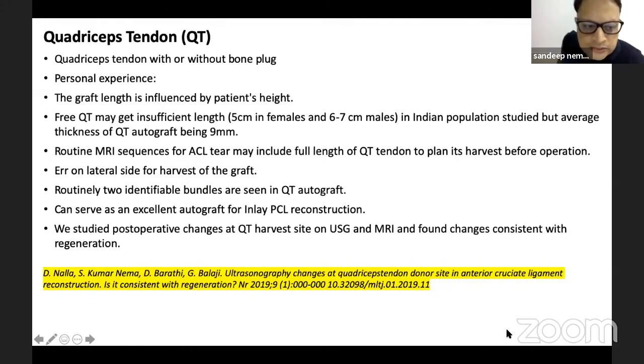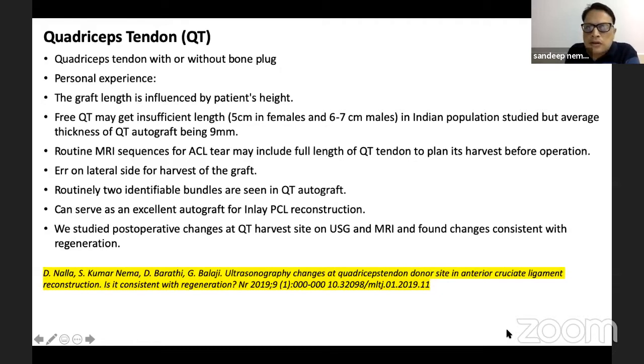Then, this is in short our experience. We conducted a study and assessed the ultrasonographic changes at the quadriceps tendon donor site, because regeneration in the semitendinosus tendon, hamstrings and patellar tendon has been documented. Though there is a debate over the quality of the regenerate, whether it can be used or cannot be used. So during this study, we had some experience with the quadriceps tendon.